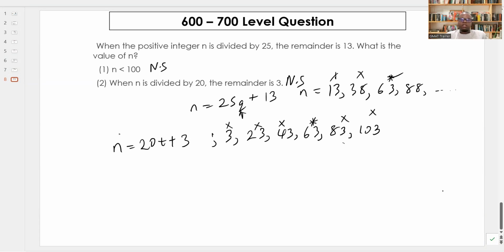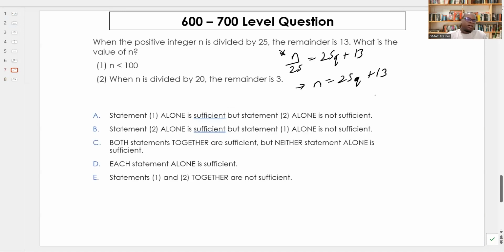The match is 63, because 63 is less than 100, and when divided by 20, you get 3, and when divided by 25, you get 13. So 63 is the answer. Therefore, if you combine these two together, you get sufficiency. Both statements together are sufficient, but neither statement alone is sufficient, and that is the answer to this question.